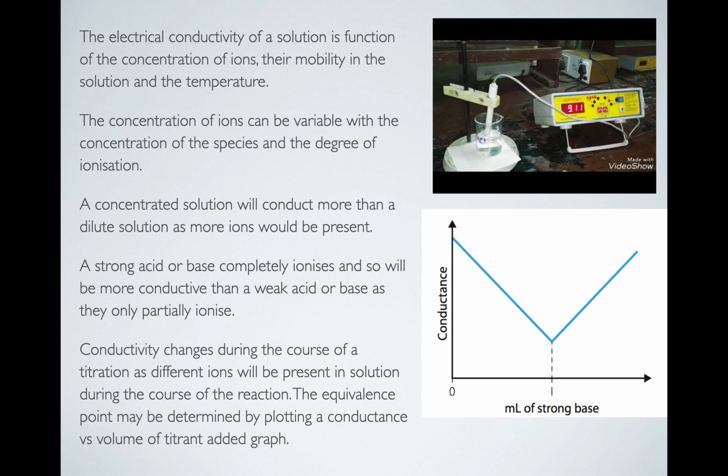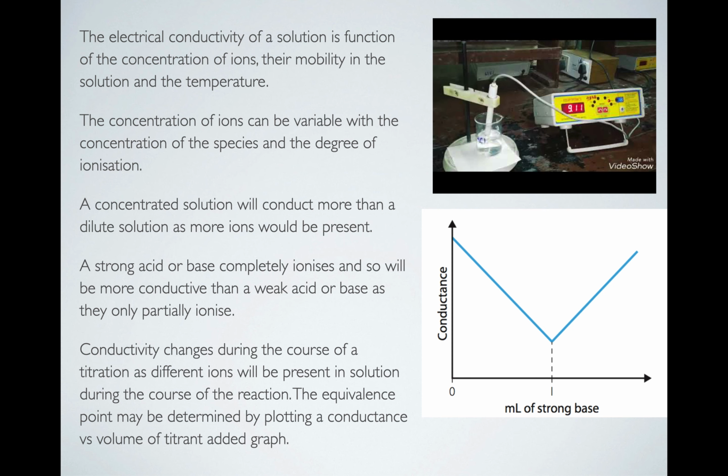So a concentrated solution will conduct more than a dilute solution, because a concentrated solution will have more ions than a dilute solution. A strong acid or base completely ionizes, so it will have more ions, so it will be more conductive. A weak acid or base will only partially ionize, so it will have lower conductivity. So conductivity will change during the course of a titration, as different ions will be present during the course of the reaction. The equivalence point can be determined by plotting the conductance versus the volume of the titrant added.